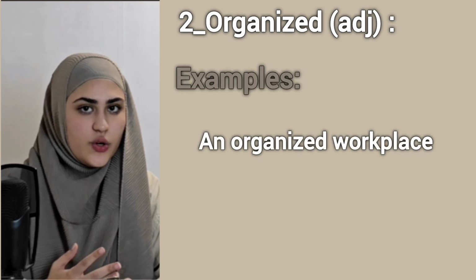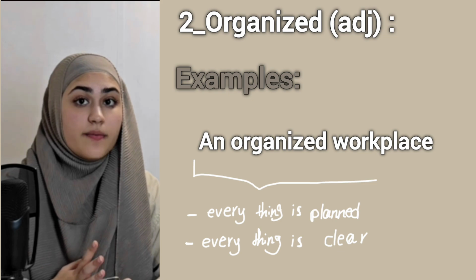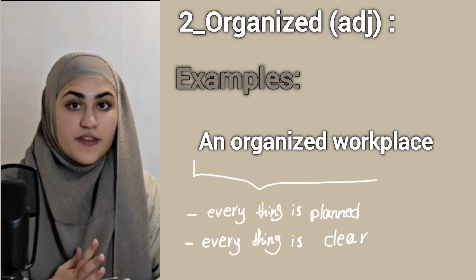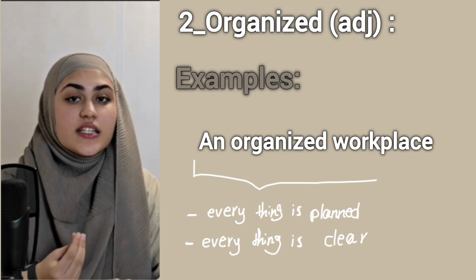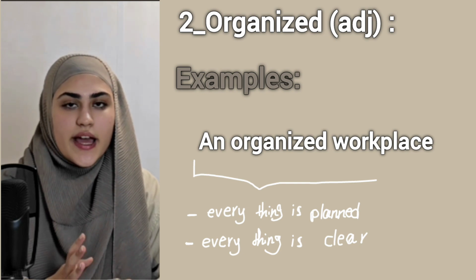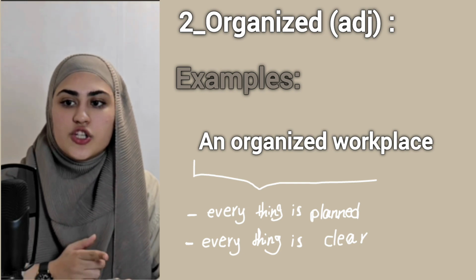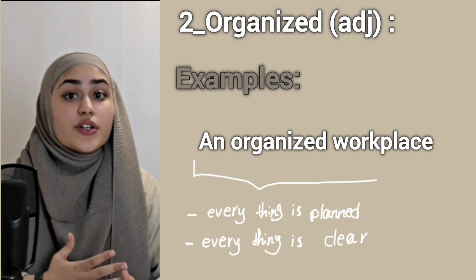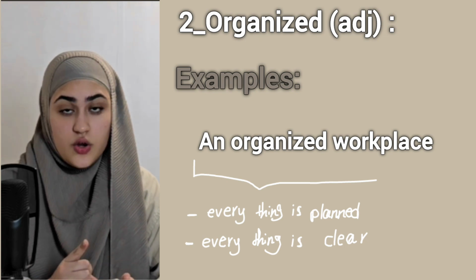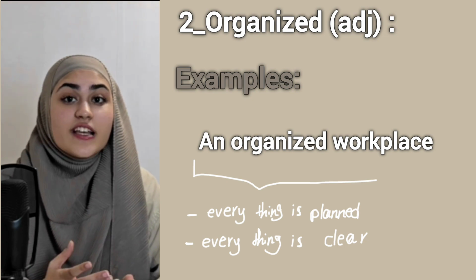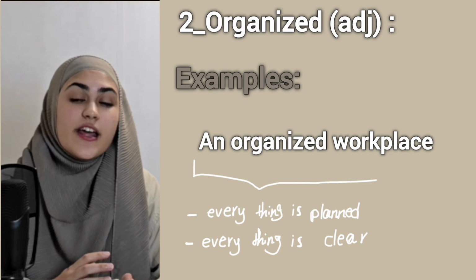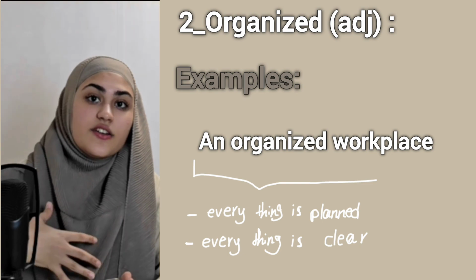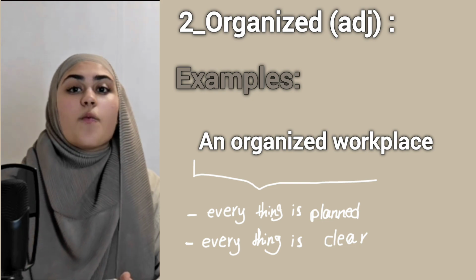Workplace is somewhere you work. An organized workplace is a place where everything is scheduled. Everything is planned. Everything is certain. You know what's happening at what time. You know whose job is what. You know each person's responsibility. You know your own responsibility. Everything is clear. Okay?